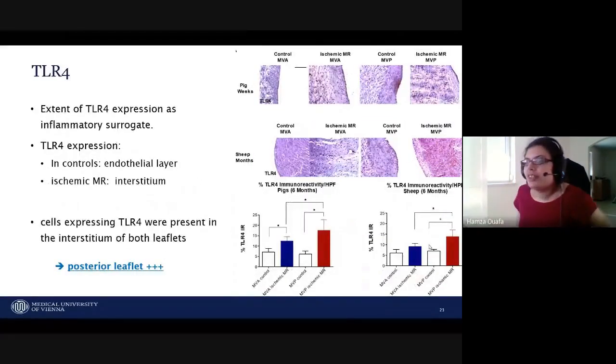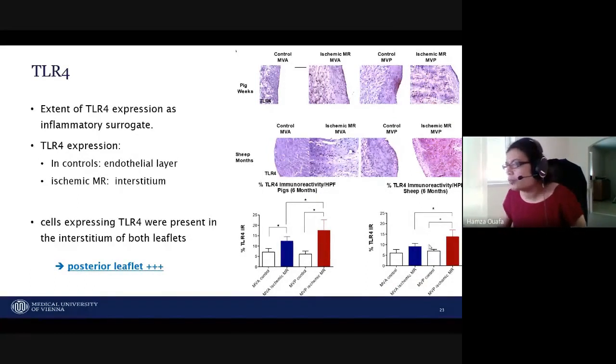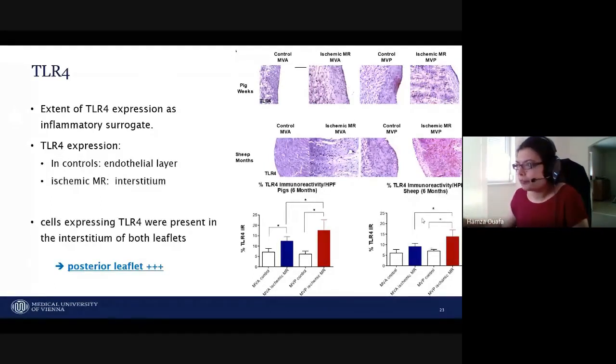We also looked into TLR4. TLR4 is an inflammatory surrogate, just to look if there was inflammation or not. And something really interesting for us was that we found it in the endothelial layer, which means that the endothelial cells also express TLR4, which will be interesting a little bit later in the cellular experiments. And we saw that we had a lot of TLR4 expression in the ischemic mitral regurgitation group, mostly in the posterior leaflet. This reflects some inflammatory process.